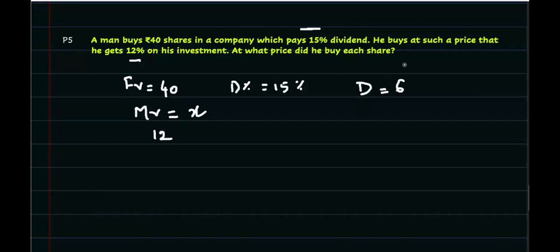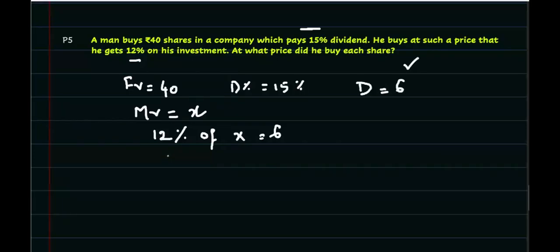Simple, this is the common thing. Whenever dividend is common, as in the previous problem, here also dividend is common. 15% of 40 is 6, and 12% of the market value X is also 6. So keep this in mind. 12% of X is also equal to 6.